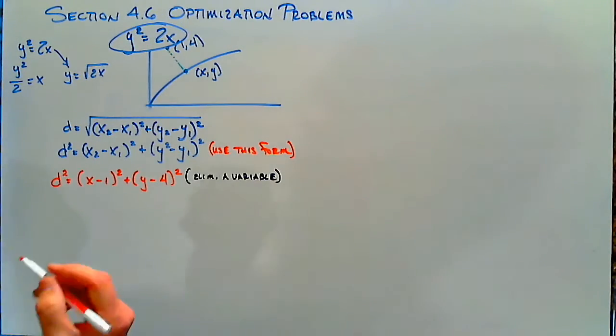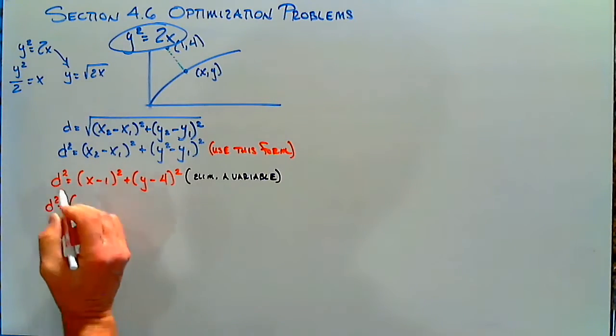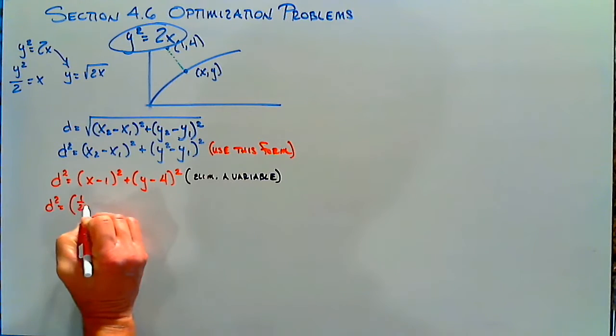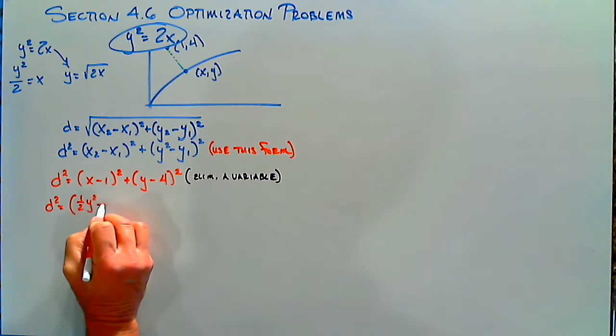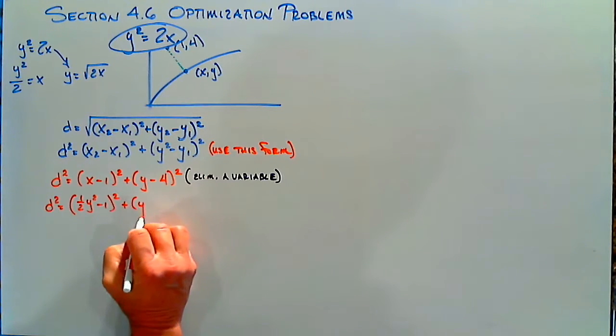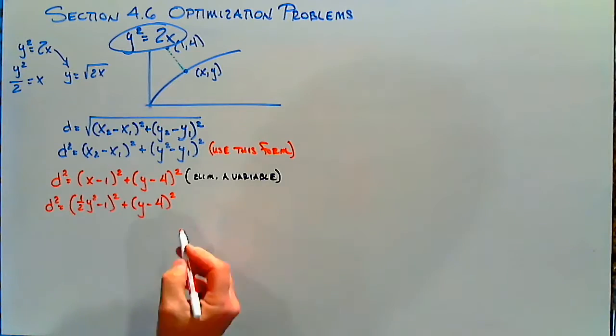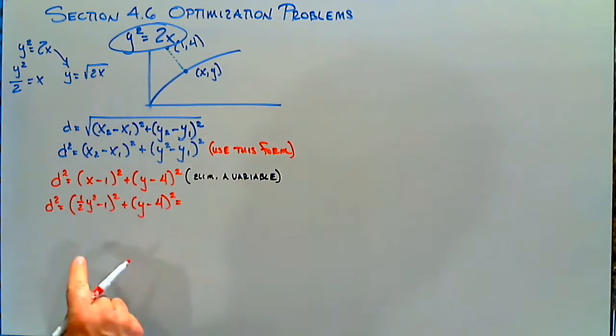And I'm going to rewrite this as d squared equals, and then in place of the x, I'm going to put 1/2 y squared minus 1. Now I'm going to have to square that. Plus over here, I'm going to have y minus 4 squared. Now what are we going to do at this point? Well, at this point, we're going to FOIL.